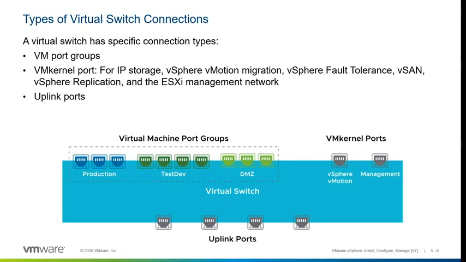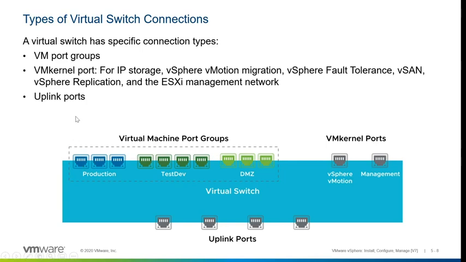Now you also, of course, will have uplink ports on a virtual switch. Those uplink ports are simply pass-throughs to the physical NICs on your ESXi hosts. Now, if you look at these virtual machine port groups and imagine connecting virtual machines to them, imagine a virtual machine sitting up here, right, and a virtual NIC connected to it. That's connected to the virtual machine port group right here.